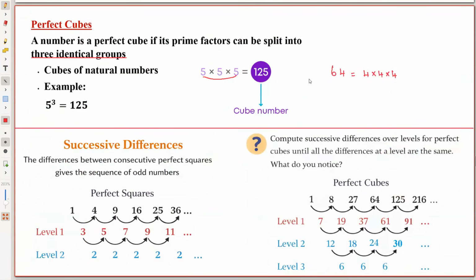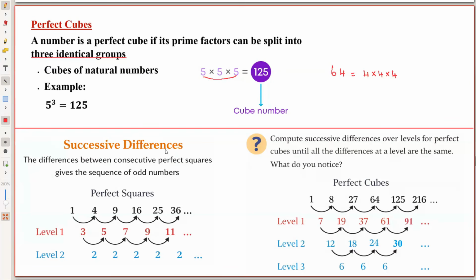The next one is perfect cube. A number is a perfect cube if its prime factors can be split into 3 identical groups. If a number is given, you have to identify whether it is a perfect cube. If you can split it into 3 identical groups, it is a perfect cube. If you can split it into 2 identical groups, it is a perfect square. For example, 125 is 5 into 5 into 5, 5 cube, and 64 is 4 into 4 into 4.